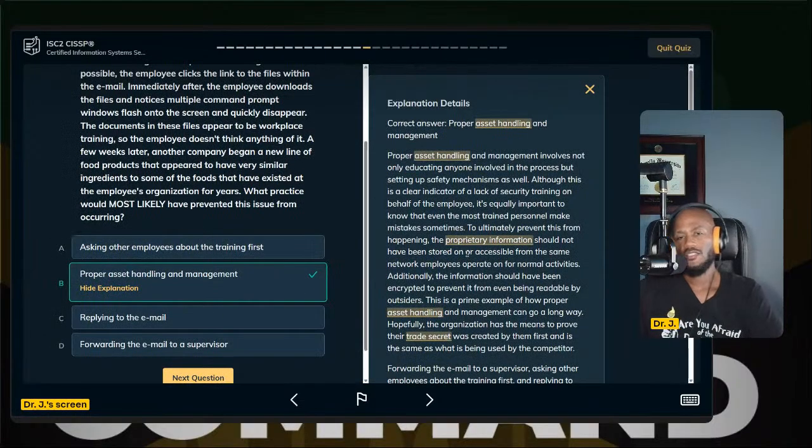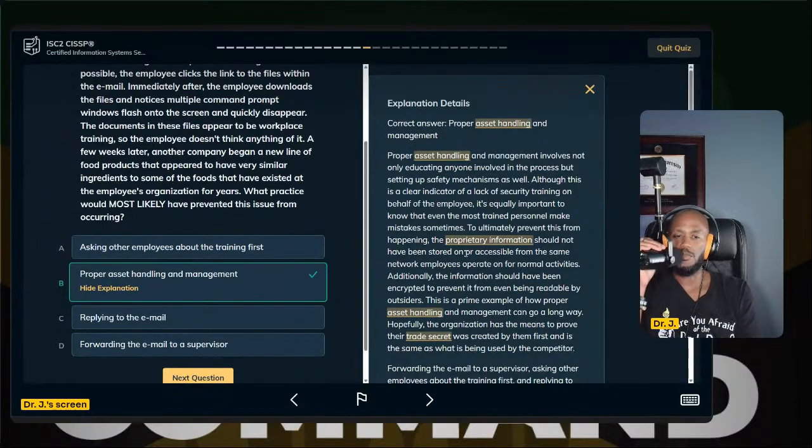Yeah, so proper asset handling and management involves not only educating anyone involved in the process, but also setting up safety mechanisms as well. So, although this is a clear indicator of a lack of security training on behalf of the employee, it's equally important to know that even the most trained personnel make mistakes sometimes. So, to ultimately prevent this from happening, the proprietary information should not have been stored or accessible from the same network employees operate on for normal activities.